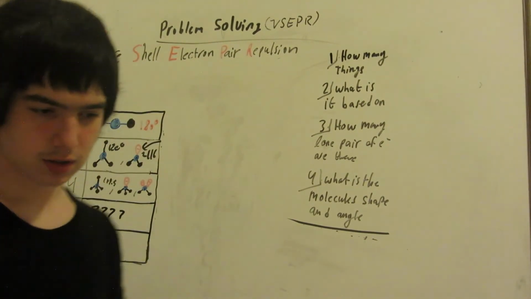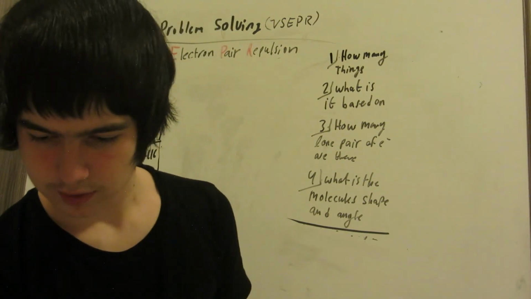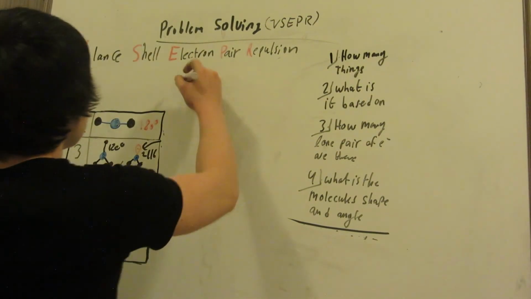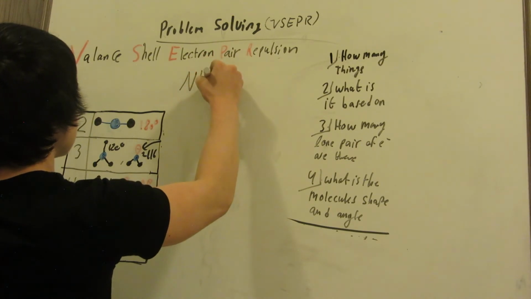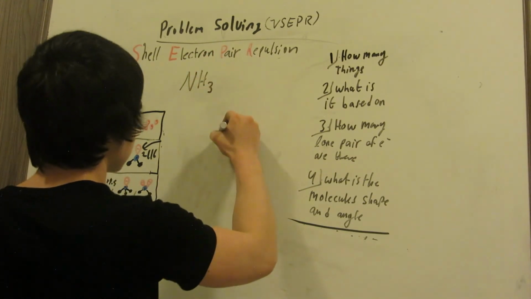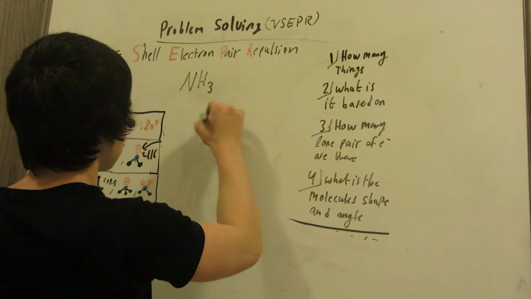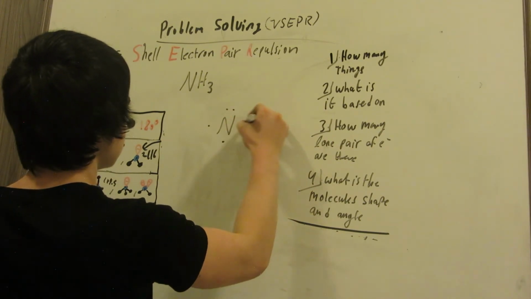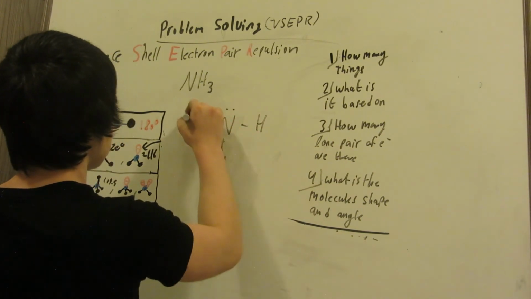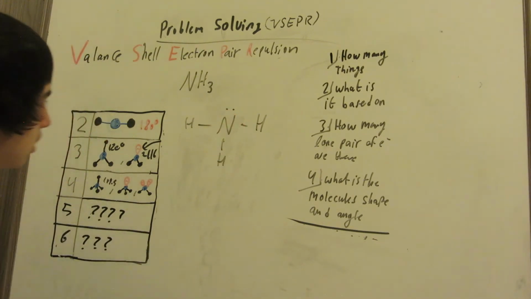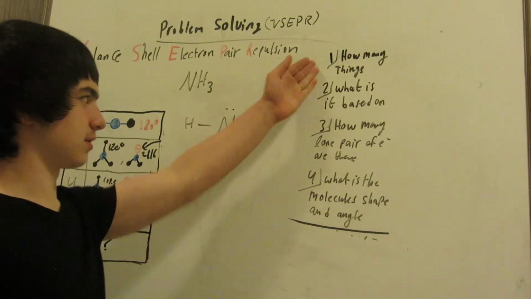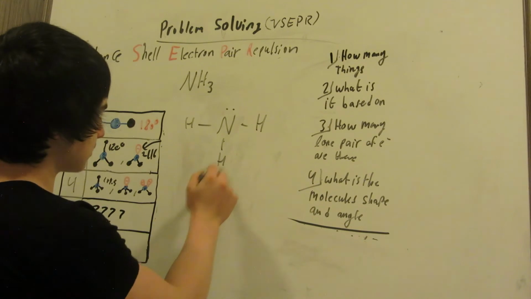Alright, so the next question says, we have ammonia, NH3. Alright, Lewis structure. Hydrogen, single, hydrogen, single, hydrogen, single bond. Alright, so first things first, how many things are there? 1 atom, 2 atoms, 3 atoms.